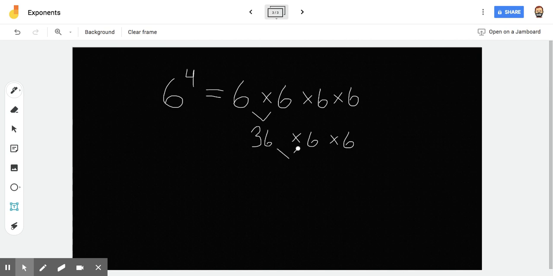Okay, if you did it longhand, you should have gotten 216. And I multiply that by 6. And when I multiply that by 6, longhand, you get 1,296. So hopefully that's what you got.